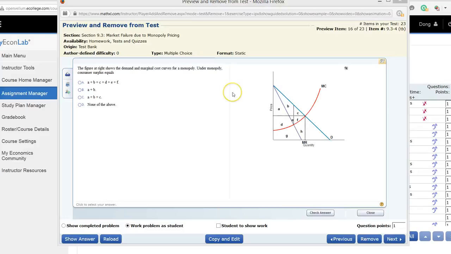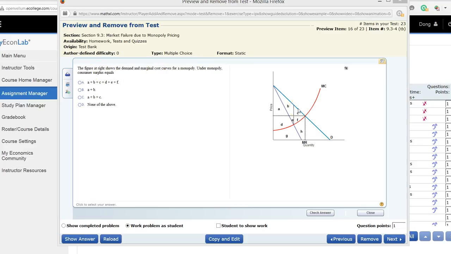This is question number 16 of homework of Quiz 10 for chapter 9 and part of chapter 16. The figure on the right shows the demand and marginal cost curves for a monopoly. Under monopoly, consumer surplus equals.